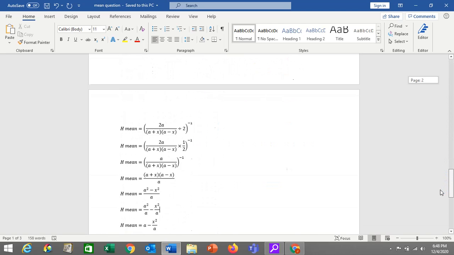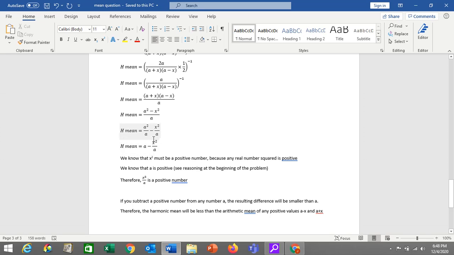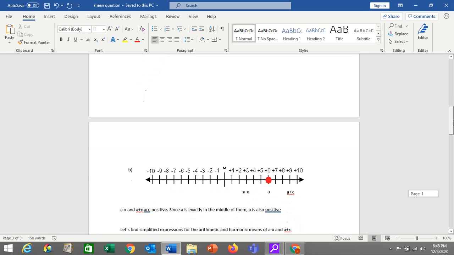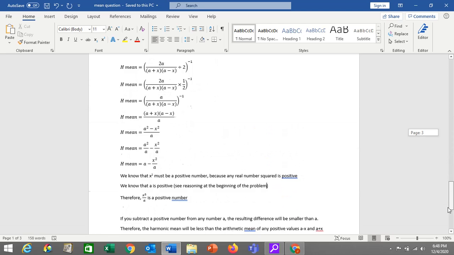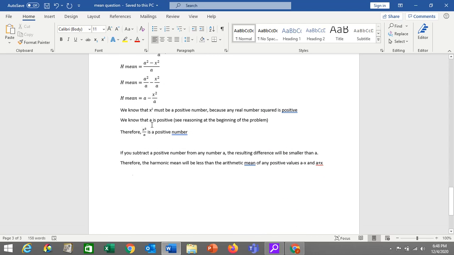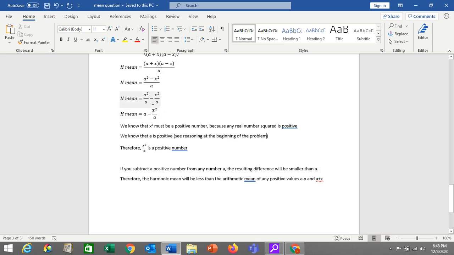If x is negative, when you square it, it becomes positive. And if x is positive and you square it, it's also still positive. So basically x squared is positive. A on the bottom: we already said at the beginning of this problem, and we said it was going to be important, that a is positive. We know that because a is in the middle of 2 positive numbers, a minus x and a plus x. So with this term, x squared over a, what you've got is a positive divided by a positive. So this whole thing, x squared divided by a, is a positive number.